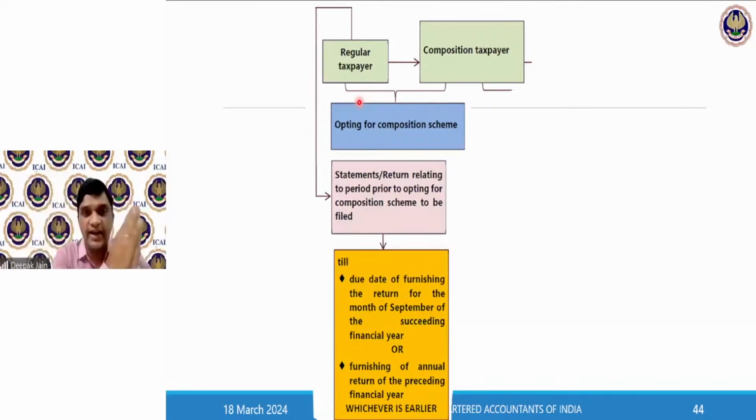So you are a regular taxpayer, now your turnover has come down below 1.5 crore, you are eligible for composition scheme and you feel that on an evaluation basis you have decided that you can go for composition registration. So from regular taxpayer you can go for composition taxpayer, right? When you go from regular to composition taxpayer, what happens? When you're opting for composition scheme, then the statements or returns relating to the period prior to opting for composition scheme have to be filed.